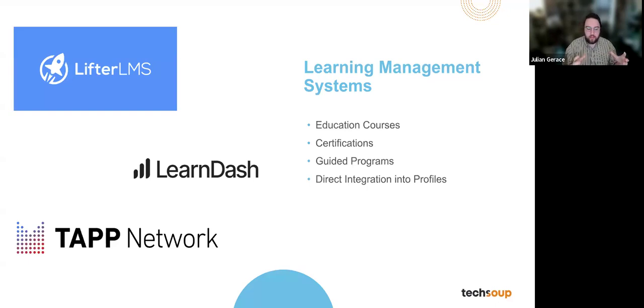And this also integrates directly into profiles. So you can see exactly who is completing these courses, how far they are, all that information. I included a couple logos here. Lifter LMS and LearnDash are really big ones. Tap Network also develops a really great LMS that we can help you customize for your organization.